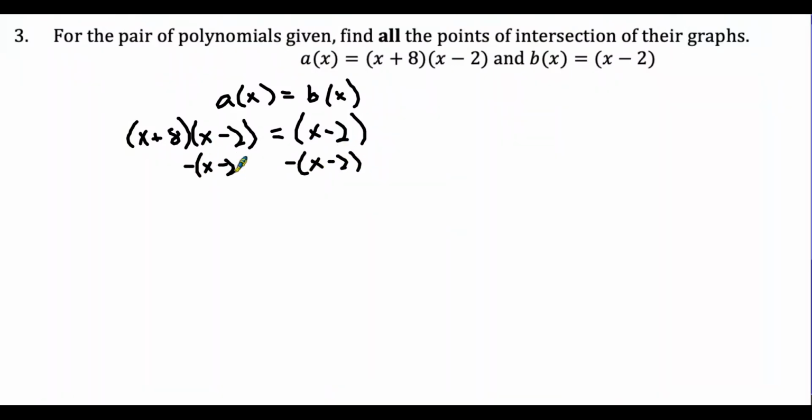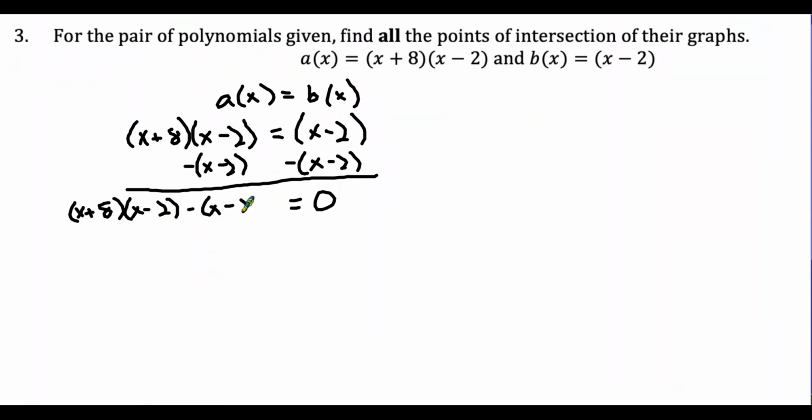Now, on the right side of my equation, something minus itself just equals 0. On the left side, though, these x minus 2's do not cancel because this x minus 2 is being multiplied by something else. So I'm just going to write my left side as x plus 8 times x minus 2 minus x minus 2. Now, at this step, we wanted to look for a greatest common factor. Both of my terms have an x minus 2 in them.